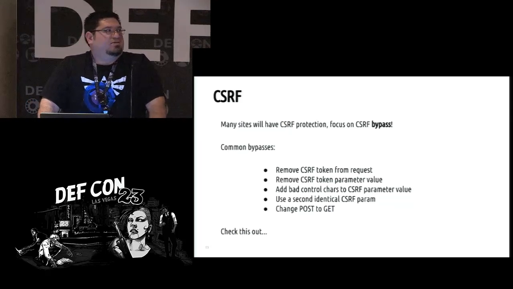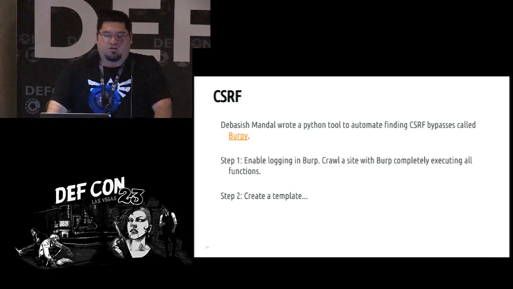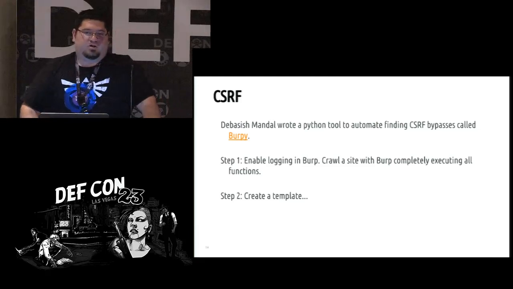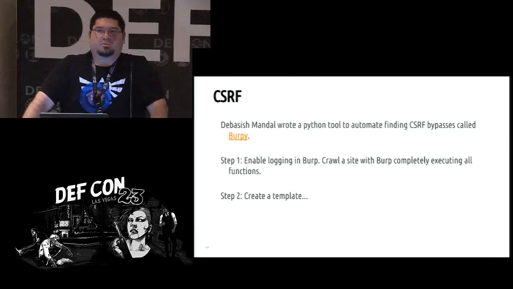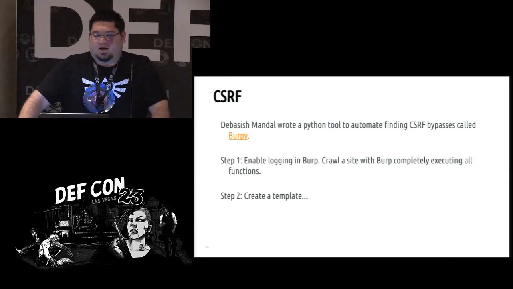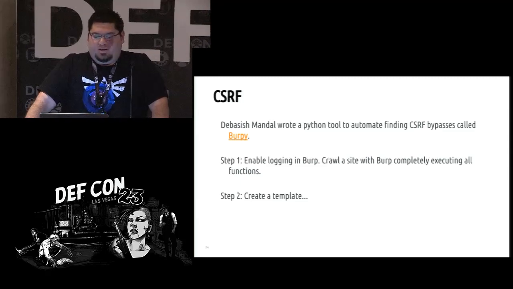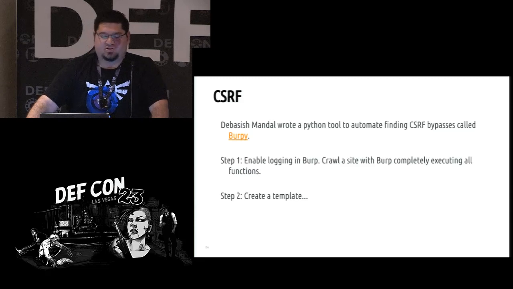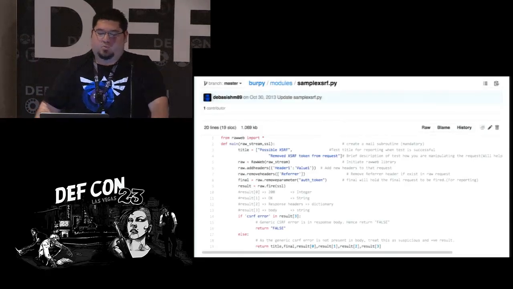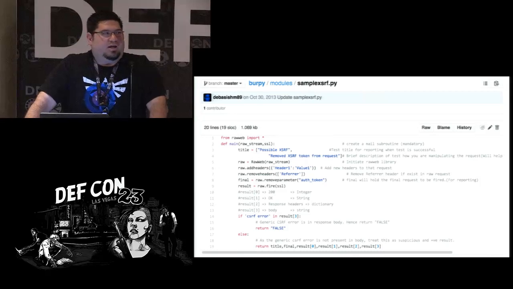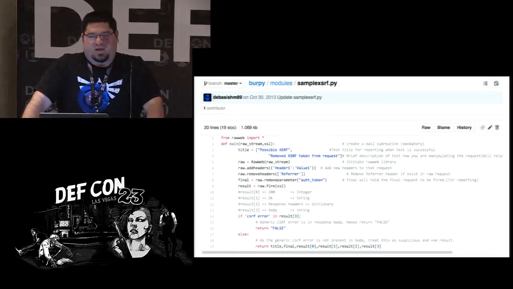So check this out. This tool has gotten no love. I don't know why. I think it's been out for 2 years already. It's called Burpee. Have any of you used this tool before? No. Good. Give you something to take away. So what Burpee does: you enable logging in Burp, and you crawl completely a site that has cross-site request forgery protection in it, like a CSRF token. And then you create this template and tell it what the token was, what a good result is for getting a page, and what an error page looks like. And this template is actually really easy to edit.